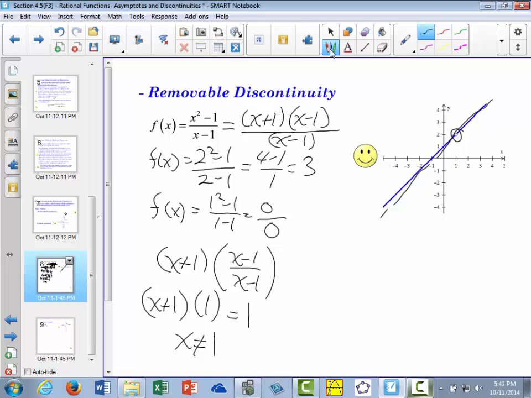So anytime we have a factor that's in both the numerator and denominator, we're essentially multiplying the rest of the polynomial by a quantity of 1. The only time we're not multiplying by 1 is when that factor itself is equal to 0.